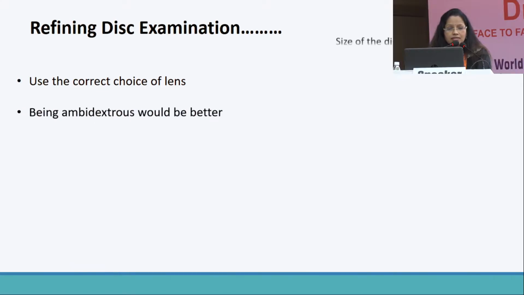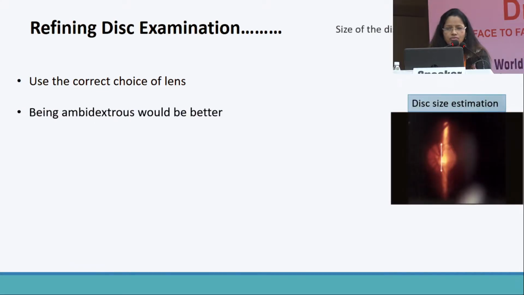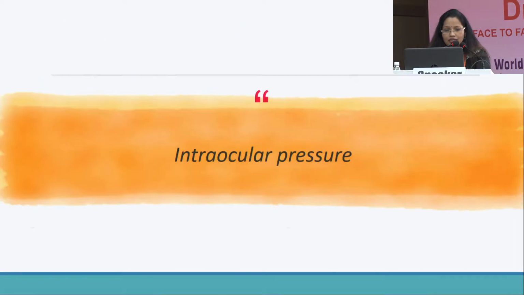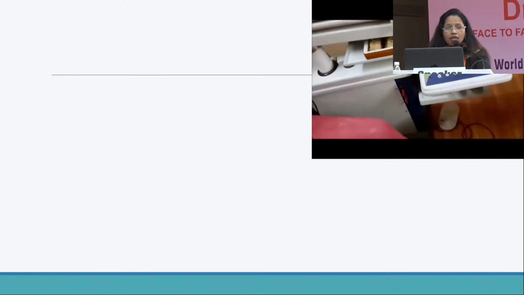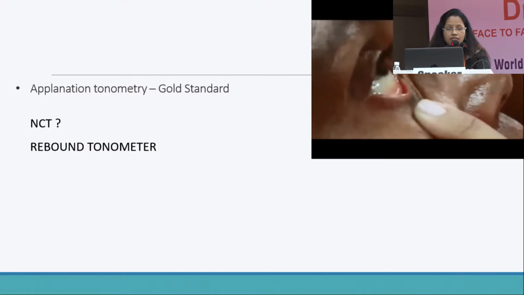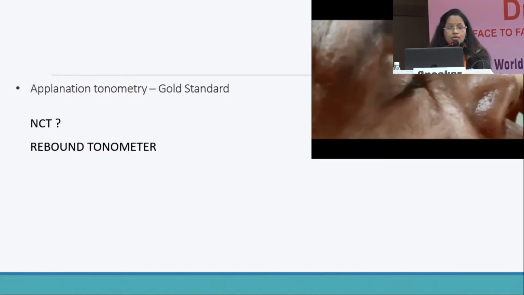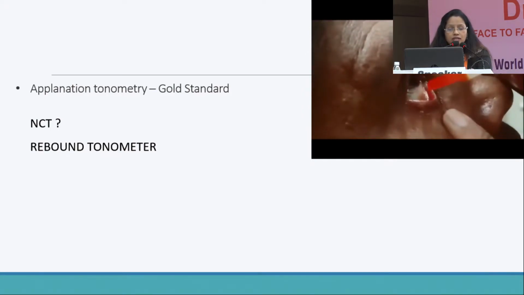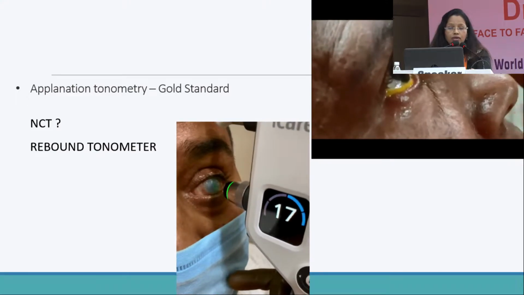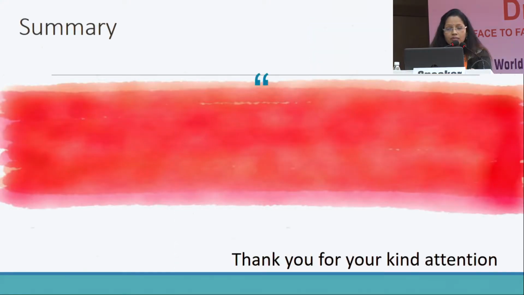Now coming to disc examination, which we all know how to do, where we use any lens you are comfortable with, any 90D or 78D lens. But of course you have to apply the correction factor to get the exact size of the disc. For intraocular pressure, we all know Goldmann applanation tonometry is the gold standard. But one thing I have seen is that sometimes people are using NCT, which should not be used. A rebound tonometer is a good modality, especially in cases of scarred cornea or in pediatric glaucoma, where you can get good readings from the rebound tonometer.